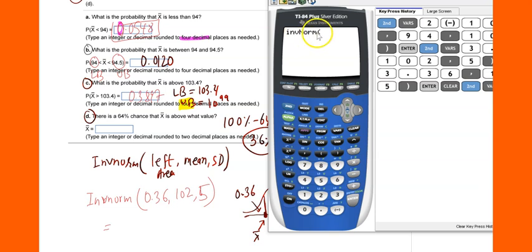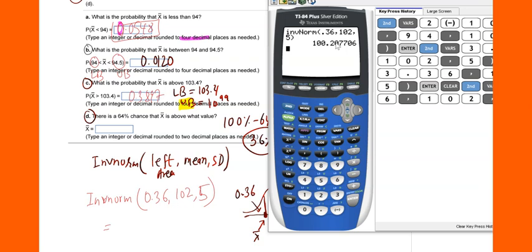You have to put in the mean and the standard deviation of this value. Here I'm putting it in that format: 0.36, comma, 102, comma, 5, close parenthesis. I get 100.2077, rounded to 2 decimal places. So the answer is going to be 100.21.